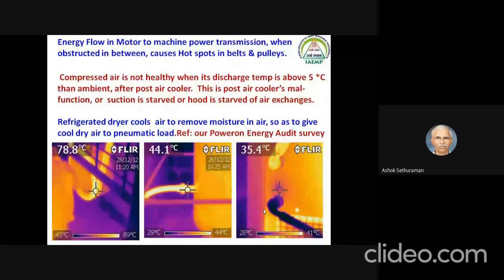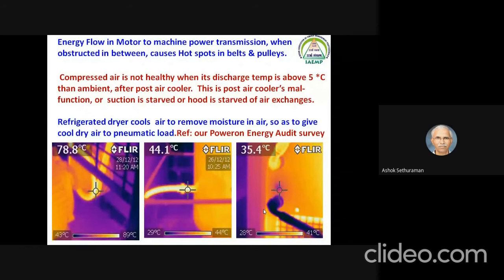The energy flow or the power flow from the motor to the machine, the power transmission, once it is subtracted, there is so much slippage in the belts and pulleys. You can see almost 80 degrees of temperature in the pulleys, while the motor itself is only 60 degrees. When the machine was started, there was so much rubber smell. There is so much misalignment and leakage, that is slippage of the belts and pulleys. This needs to be corrected, we have told the industry.